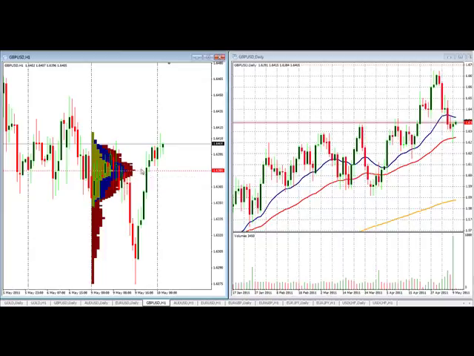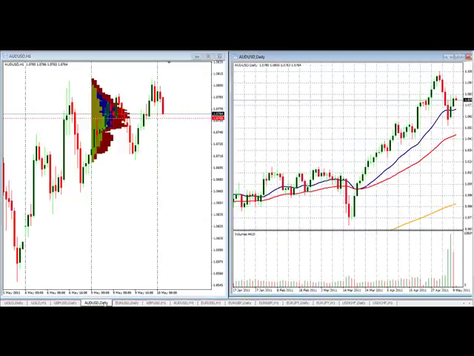And you can kind of see, if we start from the bottom, we spent 1, 2, 3, 4, 5 hours just kind of getting through all of this, and now we're starting to get above it, and if we stay above it, we should start to see that move up to test that 20 moving average. With the Aussie, we were seeing the same thing where we broke right on up above the volume support, but look what we did. We've come right back into it.